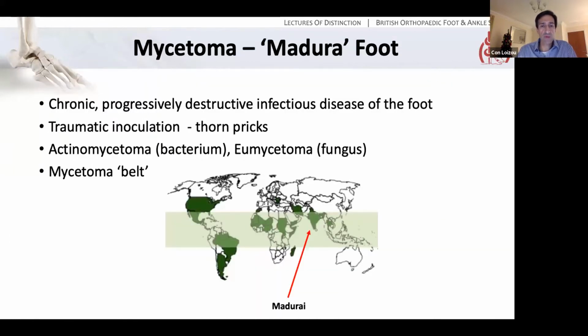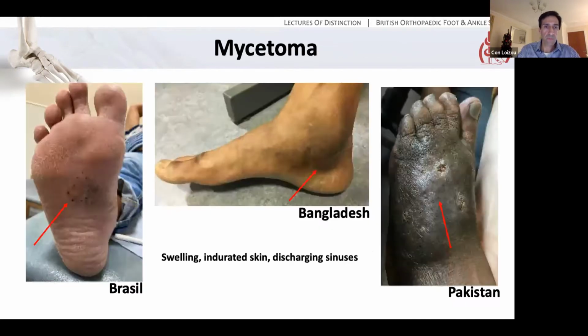Next, we have mycetoma. It's otherwise known as Madura foot, because the first case reported was in Madurai, India. Now, it's a progressive, destructive infectious disease of the foot, and it's prevalent in areas of what is called the mycetoma belt, which is around the equator, and is an area which is characterized by short rainy seasons and prolonged dry seasons, and that favors the growth of thorny bushes that can cause traumatic inoculation in communities who walk barefoot.